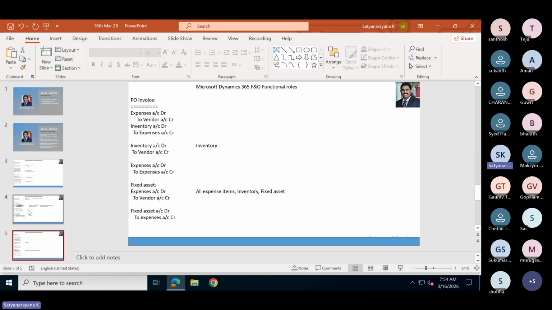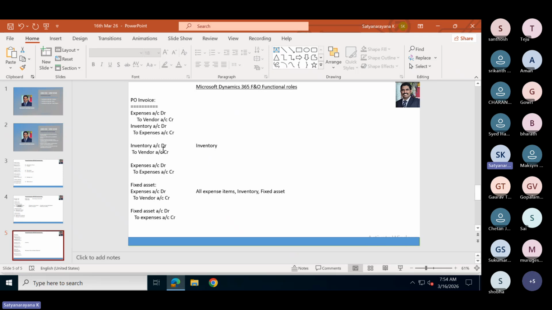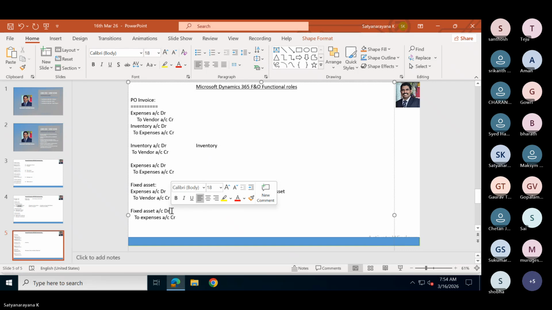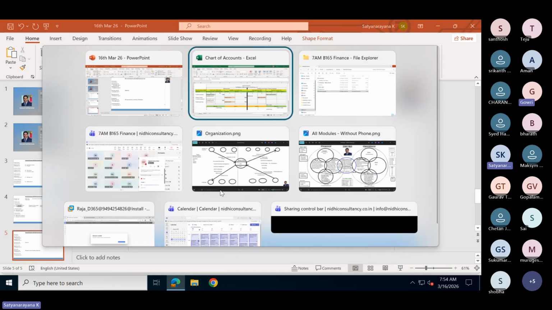Okay, is there any issue here? It is becoming an asset. Expenses is becoming an asset. Here also expenses is becoming an asset, whether it is inventory or fixed assets. Still any questions?